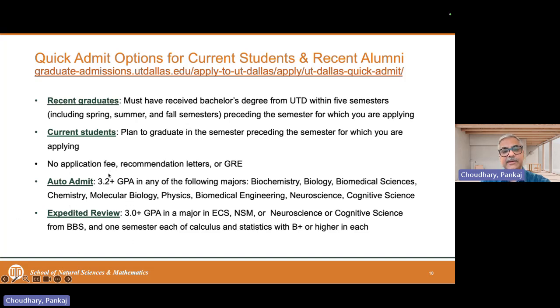So for auto admit, it means you need to have at least a 3.2 GPA, and you must be majoring in one of these specific disciplines. This list includes biochemistry, biology, biomedical sciences, chemistry, molecular biology, physics, biomedical engineering, neuroscience, and cognitive science. So again, these are the disciplines that involve at least one semester of calculus and one semester of statistics. If you have a 3.2 GPA or higher, you can be automatically admitted to the program.